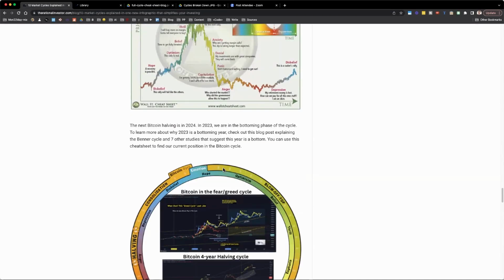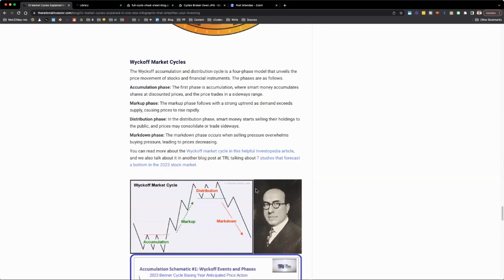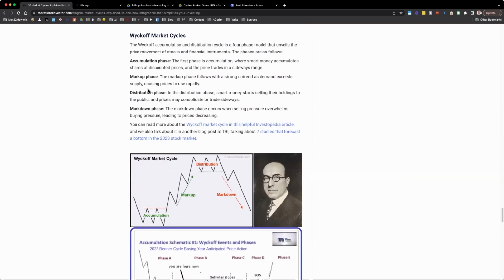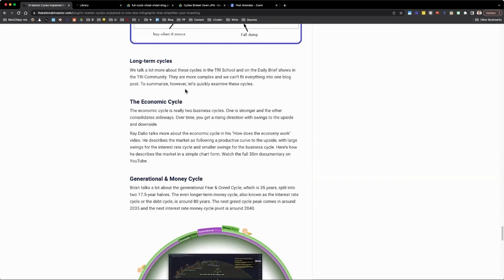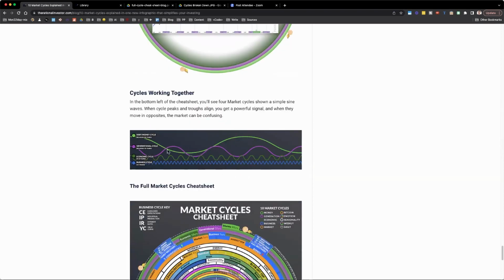In the blog itself, I've added more details about these charts that Brian has given, a little bit about Wyckoff and that kind of cycle, how that connects, how the money cycle is driven by the interest rates and the interest cycle, and how the long-term fear and greed cycle as well is connected to that. So to connect them together, I've got this little chart that Brian requested that I put on just to give you a visual of how these cycles work.